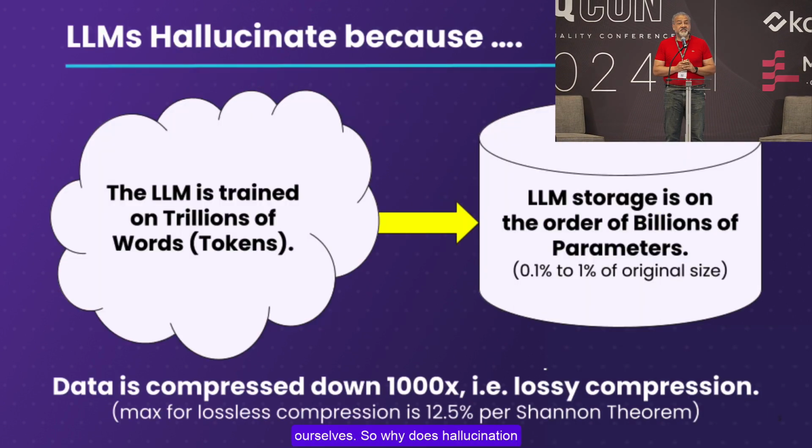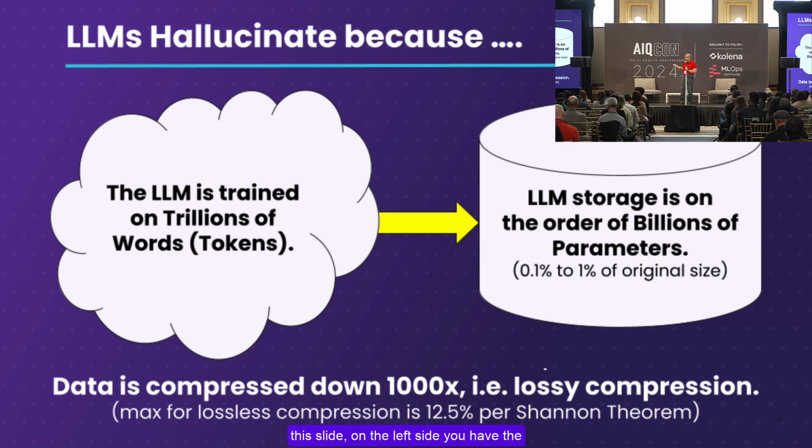So why does hallucination happen? Why is it an intrinsic problem to large language models? This slide here explains that. In a nutshell, the reason is severe compression of data, beyond what we refer to as the lossless compression limits.